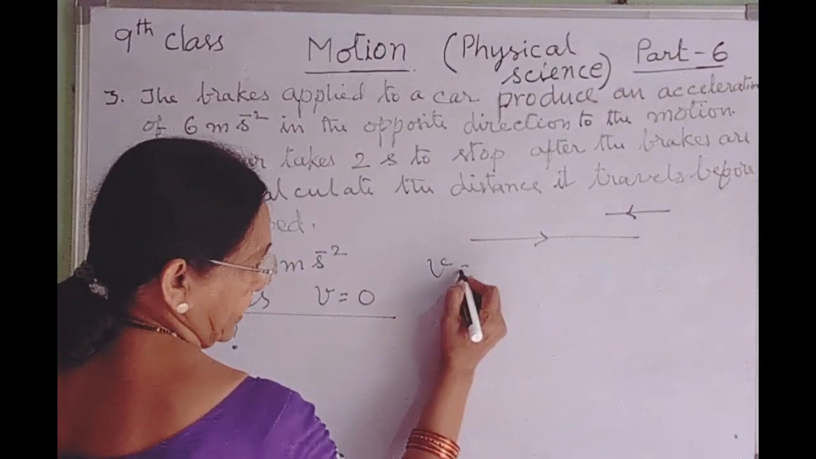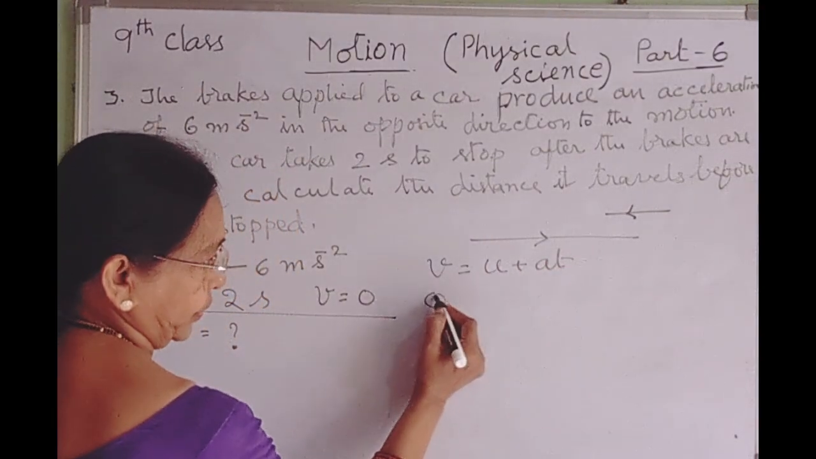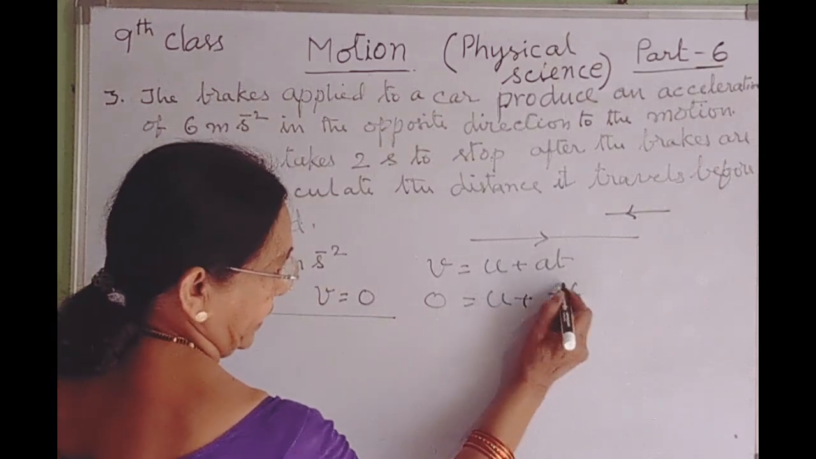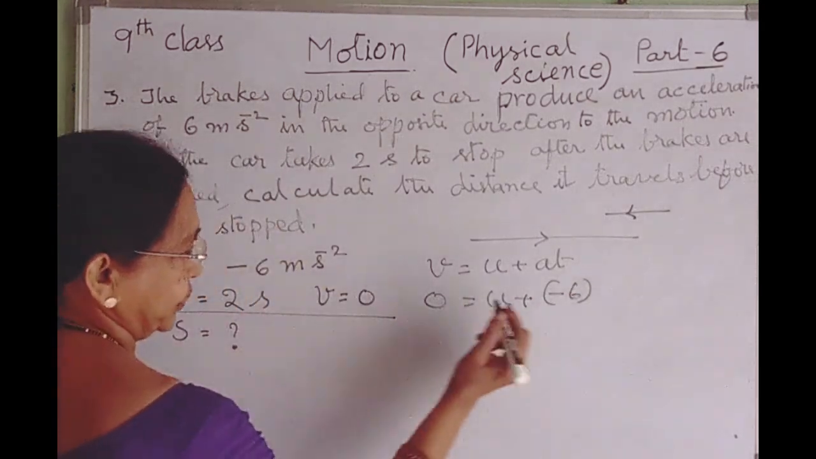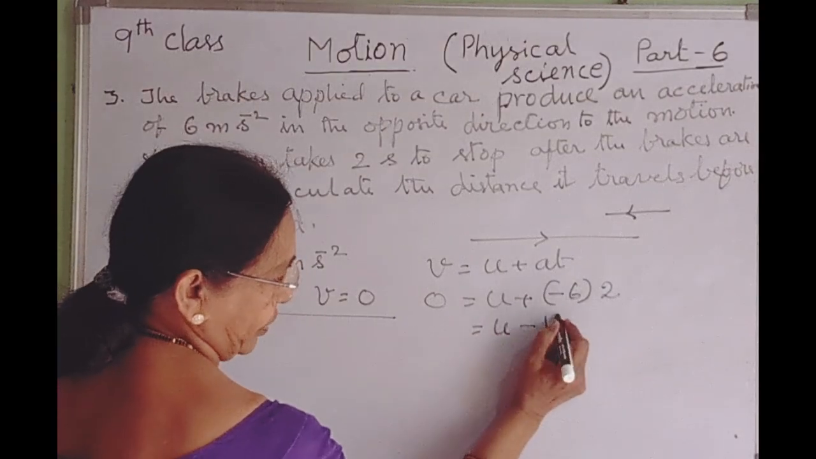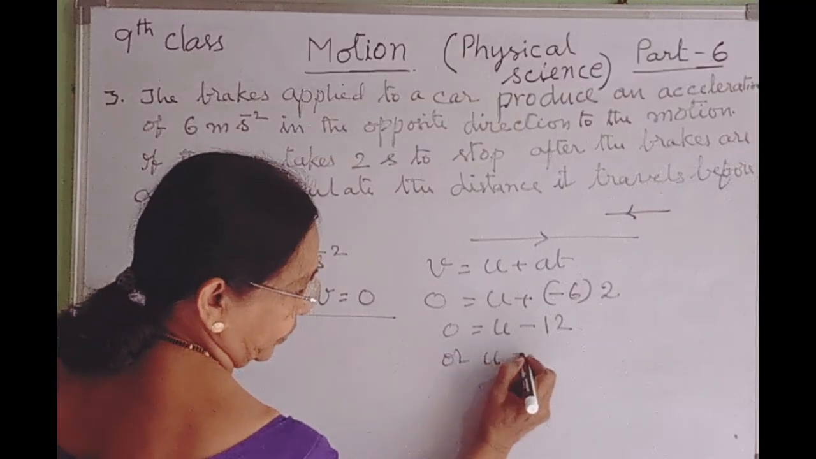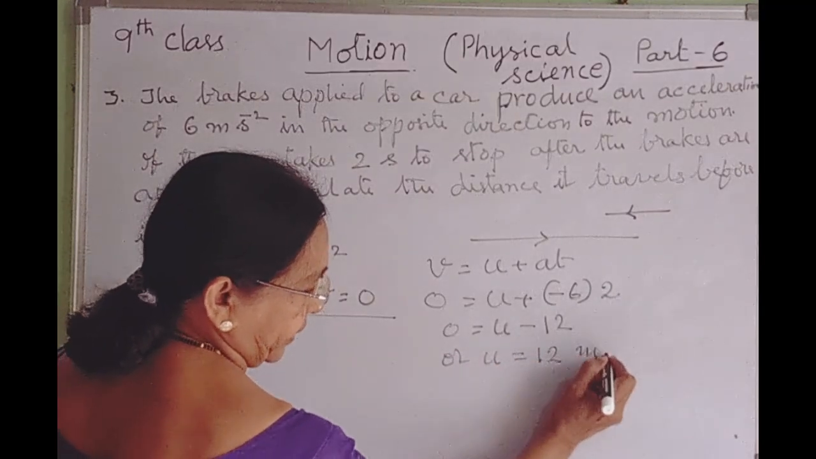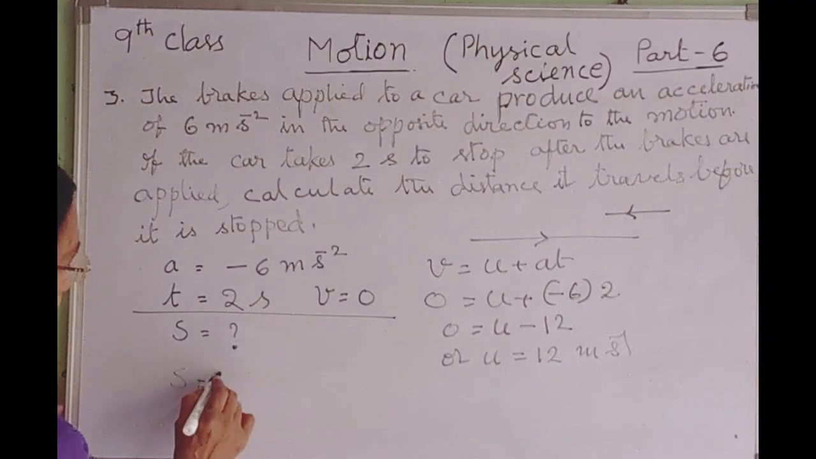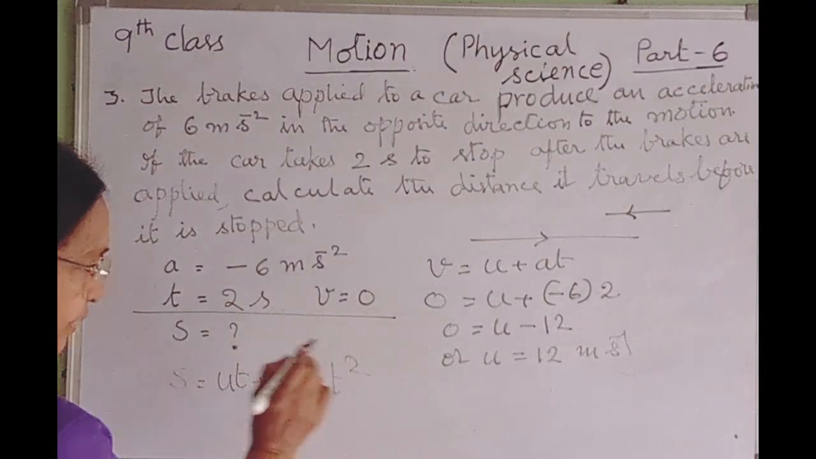Using the relation v is equal to u plus at, v0 is equal to u plus a, which is minus 6, into time 2 seconds. So this is equal to u minus 12 is equal to 0, or u is equal to 12 meters per second. After finding the initial velocity, next we can use the formula s is equal to ut plus half at square.